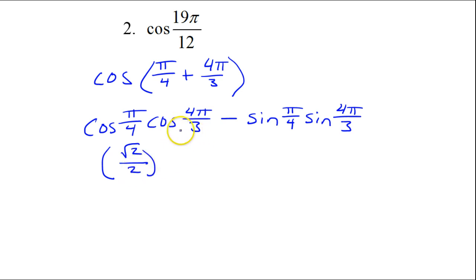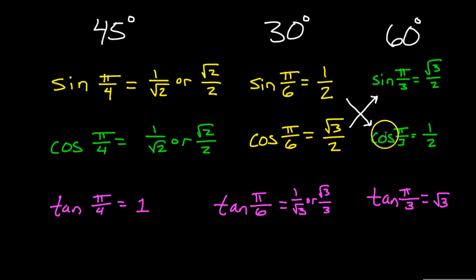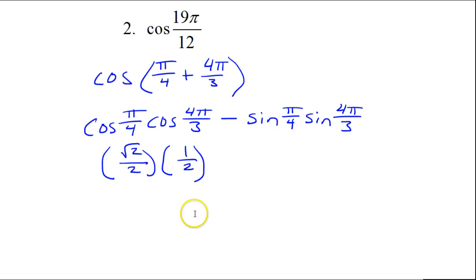Now what about cosine 4 pi over 3? Well, forget the 4 for a second. Look at the reference angle, pi over 3. What is the cosine of pi over 3? We have memorized that that is 1/2. Alright, cosine of pi over 3 is 1/2. So what about cosine of 4 pi over 3? That is either going to be positive 1/2 or negative 1/2, depending on the quadrant.